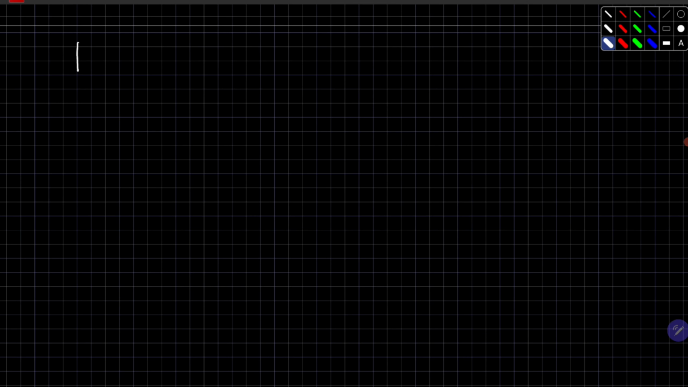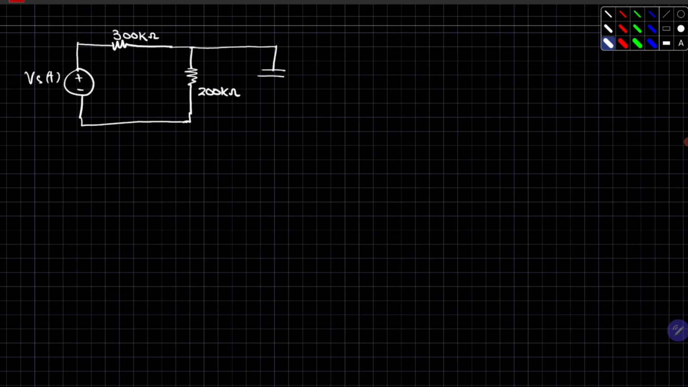We have a circuit with a potential source Vs, again a function of time, a resistance of 300 kilo ohms, a second resistor of 200 kilo ohms, and a capacitor of 0.001 microfarad. You need to find the value of IC of t, and the value of Vc of t, the voltage across the capacitor. The source, a function of time, is given as 100 e raised to power minus 1000 t.